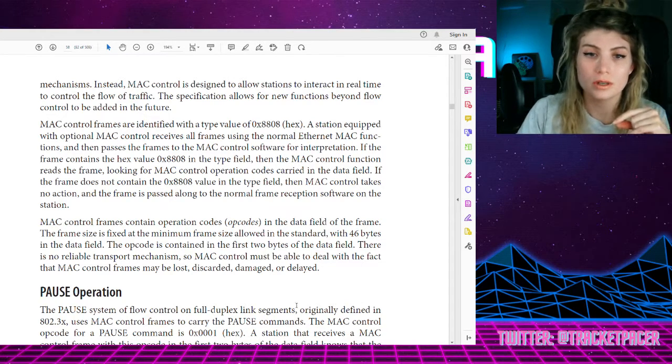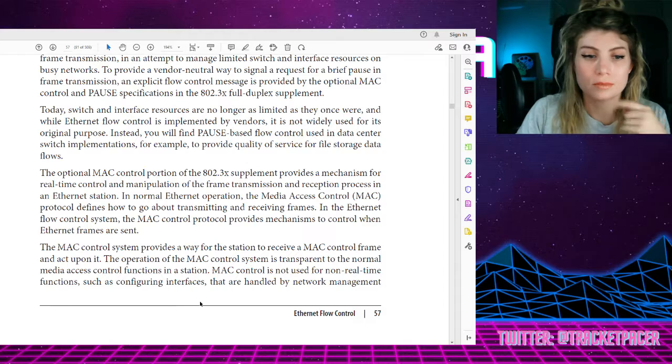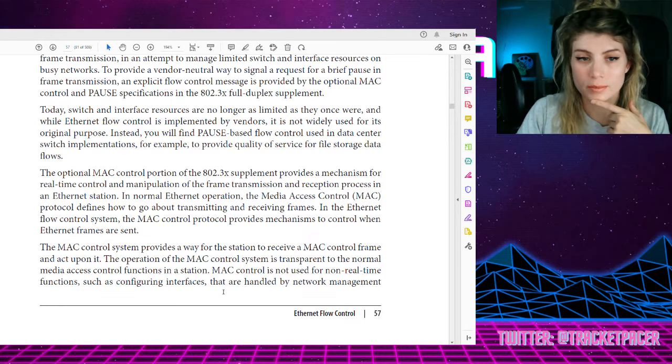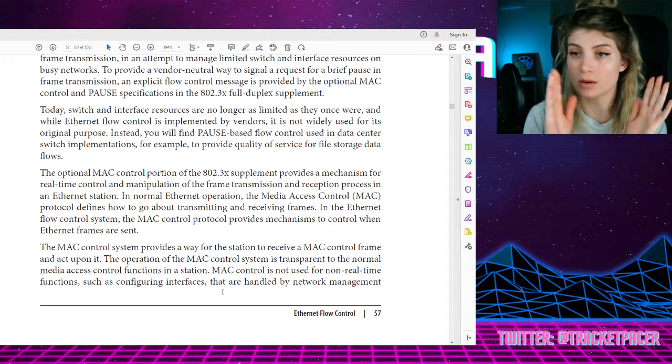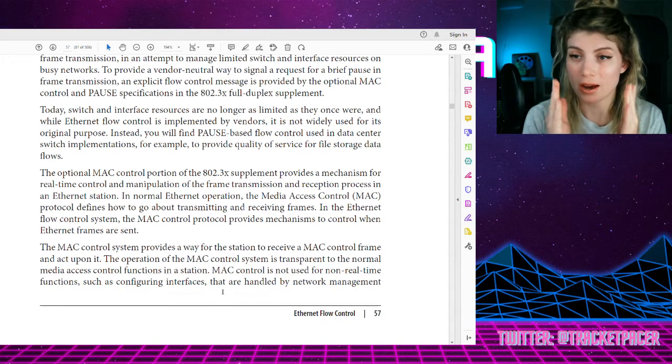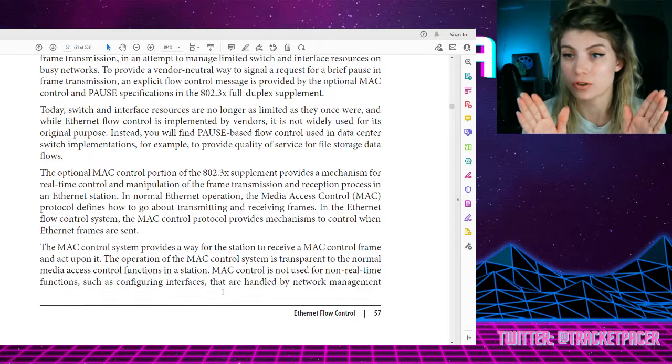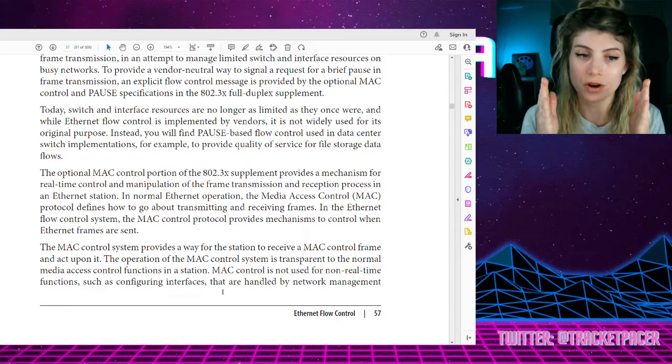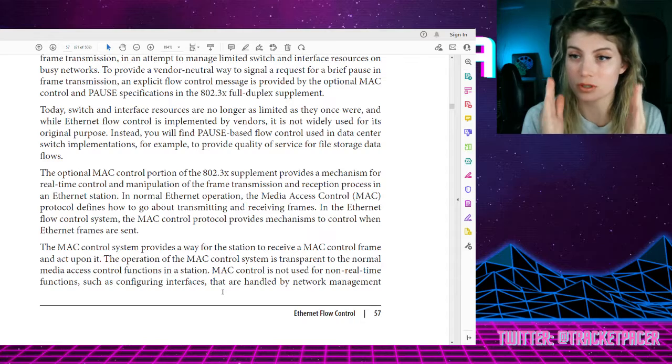Okay, so MAC control is not used for non-real time functions. It's only used for real time. So normally, again, when we're not talking about flow control, Ethernet just allows you to transmit and receive frames. It defines how that happens. Normal function of Ethernet. But when you're using flow control, it actually allows you to control when the frames are sent. So it's that real time sort of thing.